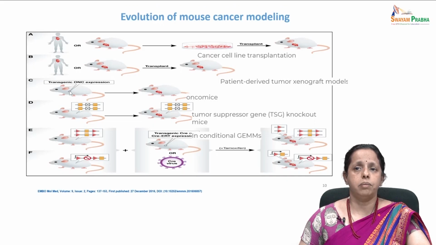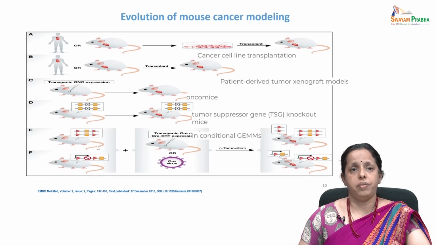Here in the oncogenic mice, the tumorigenesis is induced by the transgenic expression of a particular oncogene from a tissue specific promoter. In tumor suppressor gene knockouts, as we can clearly see, the de novo tumorigenesis is induced by the germline inactivation of a tumor suppressor gene. Here E and F represent the conditional genetically modified mouse models, which are induced by tissue specific Cre-LoxP inactivation of conditional TSG alleles.